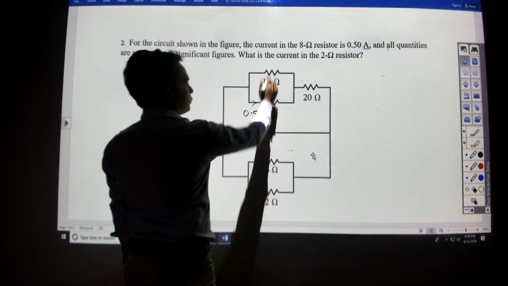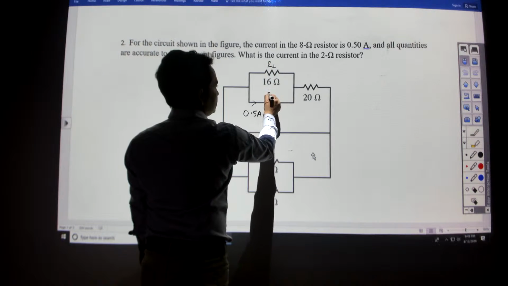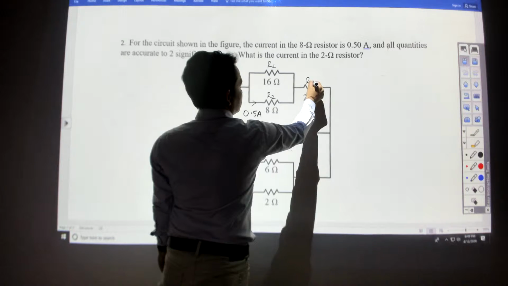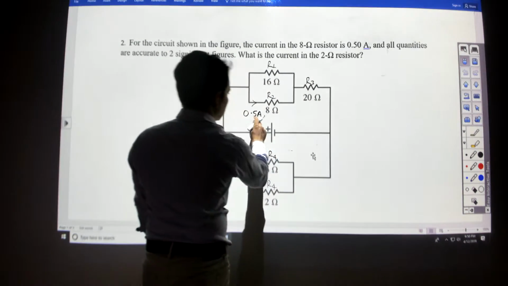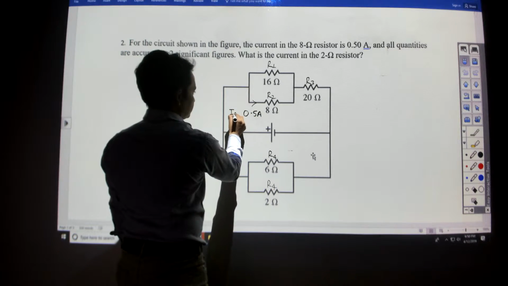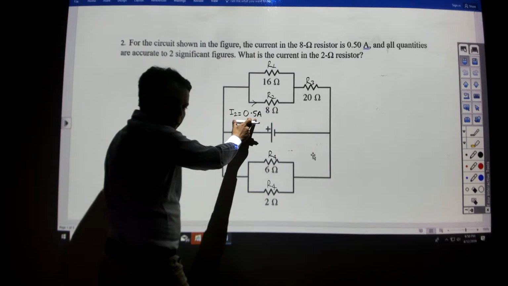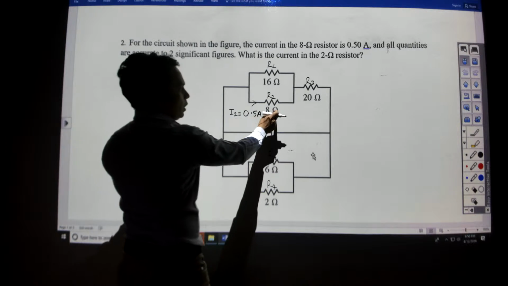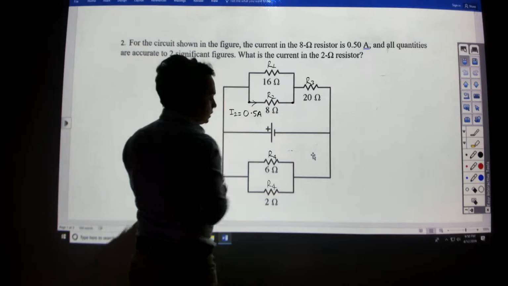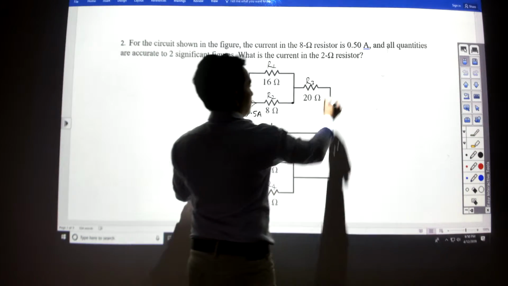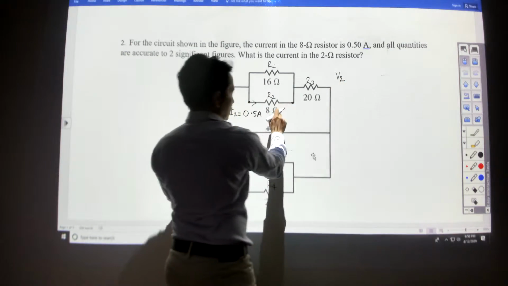Okay, let's call these R1, R2, R3, R4, and R5. We can call this current I2. So we know R2 and we know I2. If we know R2 and I2, we can find the potential difference between these two points. We call it V2, the potential across the resistor R2.